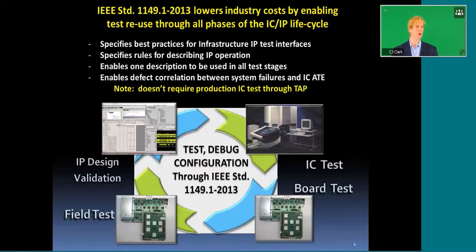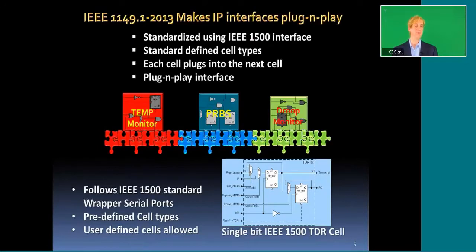And it's designed to really lower industry costs by looking at the IC's life cycle. So looking at all phases of the product life cycle, from IC design, validation, through IC test, board test, and field test, and enabling that reuse through the TAP. And what we've done is made the IP interface plug and play using IEEE 1500 interfaces. You can now connect together your IP inside of the chip using 1149.1. So you can have a temperature monitor, PRBS, droop monitor, and plug those together and have operation through the TAP.